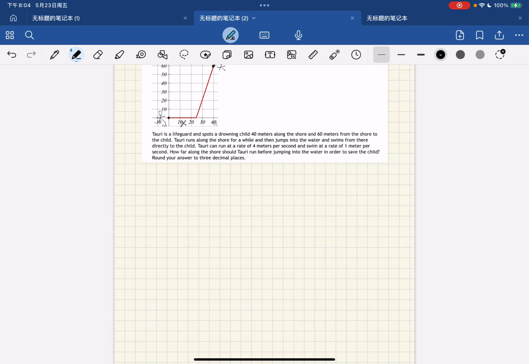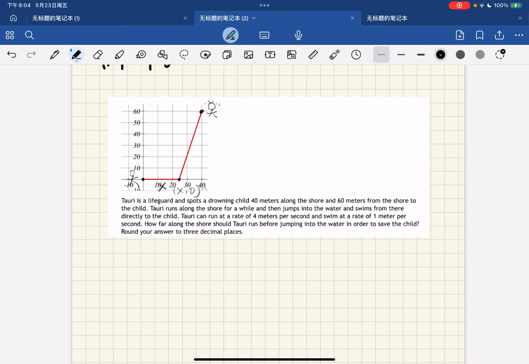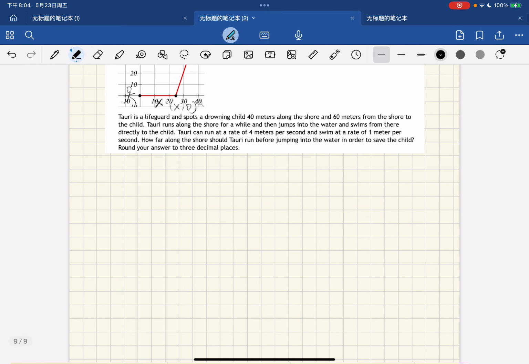So the lifeguard is gonna start from 0,0 and run to the point right here, which is x, 0. And the velocity is 4 meters per second. So we can know the time of running is equal to x over 4 meters per second. And the second part is the swimming part.